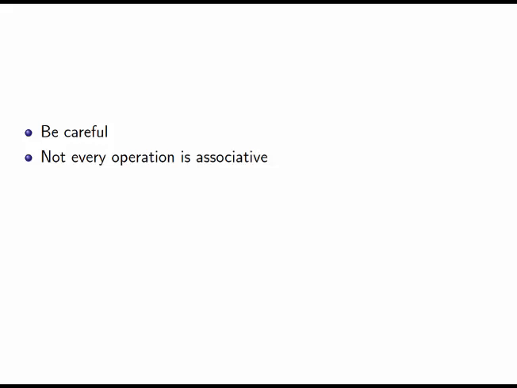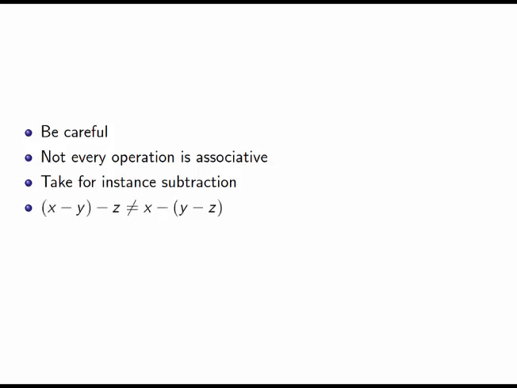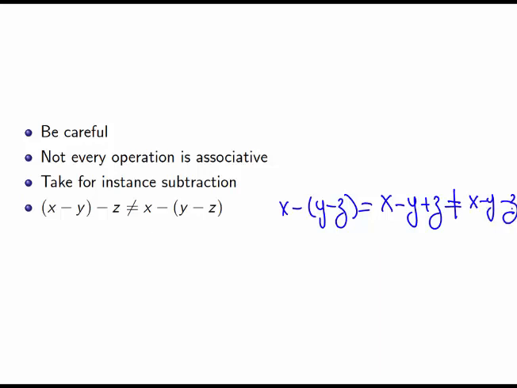Now be careful. Not every operation is associative. You can check very quickly that (x minus y) minus z is not the same as x minus (y minus z). Why? Because (x minus y) minus z is in fact x minus y minus z, which is very different from x minus (y minus z), generally, right? So generally, those two things aren't going to be the same. So it's not true that every operation is associative.